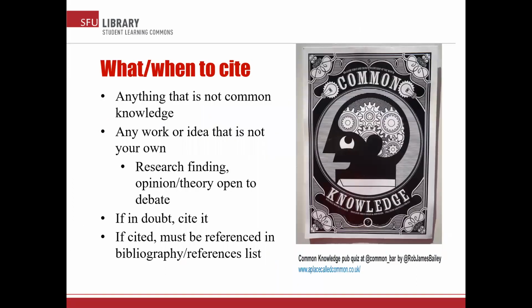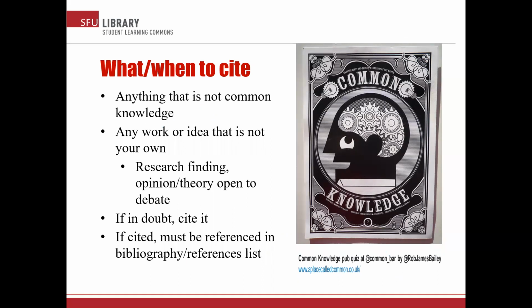One question a lot of students have is, what do I have to cite and when? This can be a tricky thing to figure out, but generally it's recommended that you cite, one, anything that's not common knowledge or that an average person would not be expected to know, and two, any work or idea that is not your own original work or idea. So for example, a research finding or an opinion or theory about a debate.